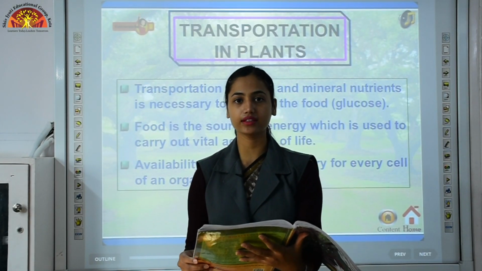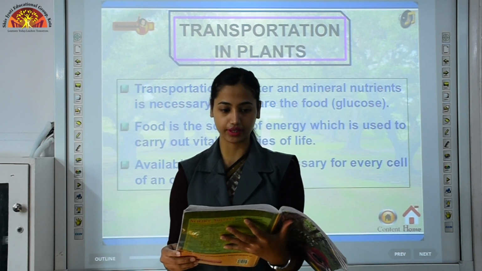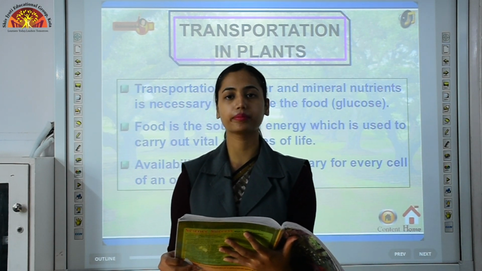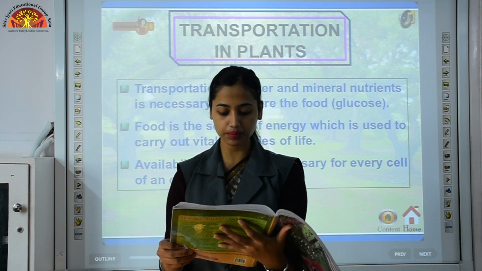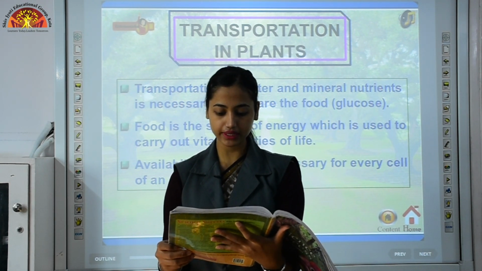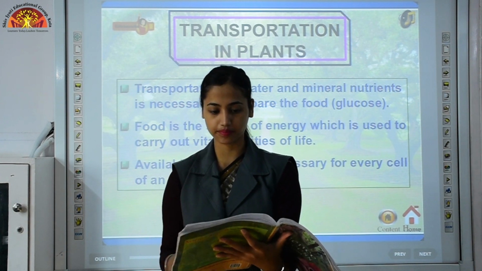Now write the second internal question on page 131. What is the rate of heartbeat of a resting person? And mark the answer. For a resting person, the rate of heartbeat is 72 to 80.